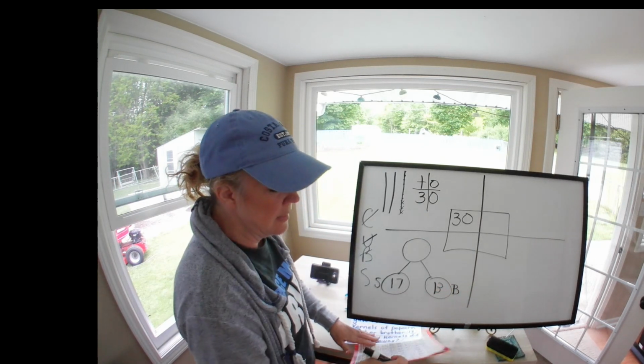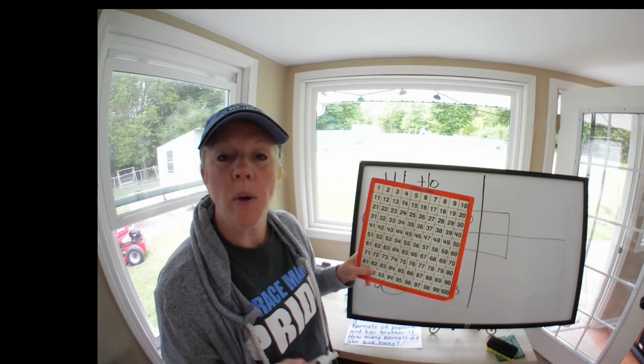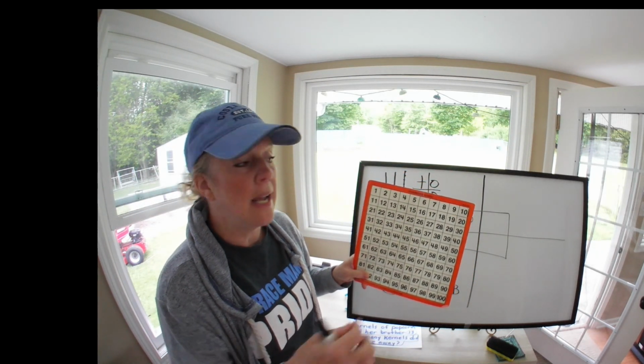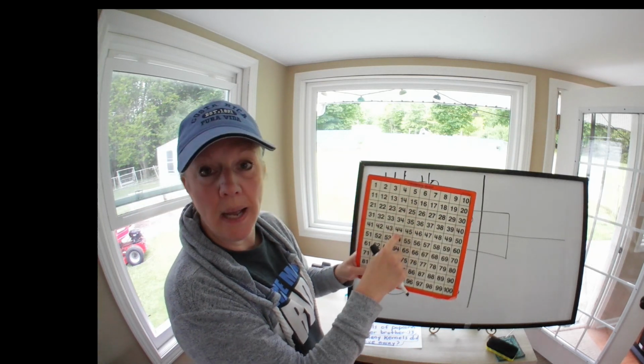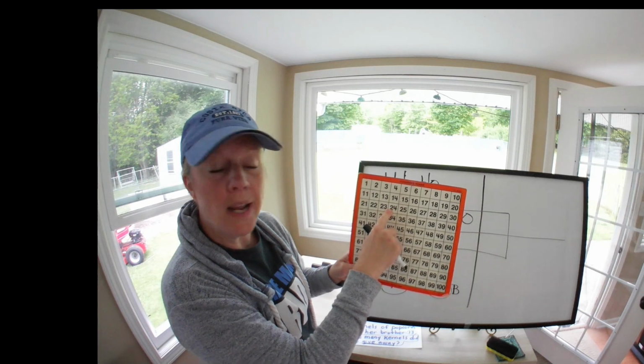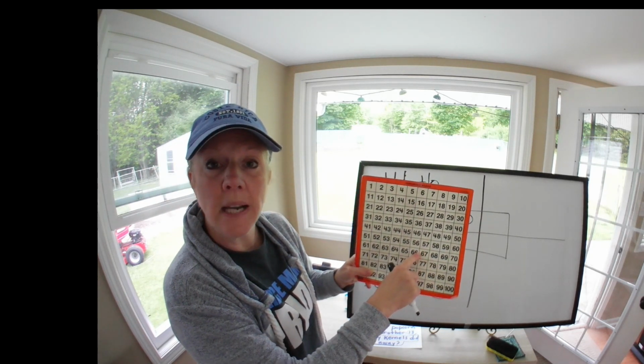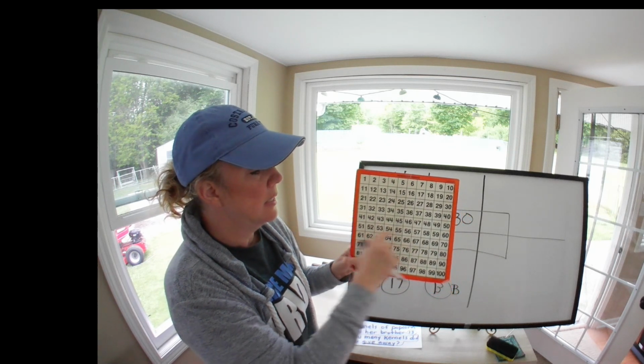Now what I'm going to do is take out my hundreds chart. So again, I need you to remember this. When you're working on your hundreds chart, you're adding 10 by jumping down a box. You're subtracting 10 by going up a box. If you're adding ones, you're going forward and then down. And if you're subtracting ones, you're going backwards and up.